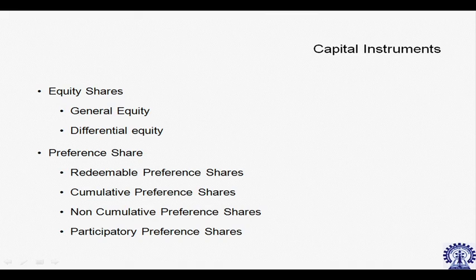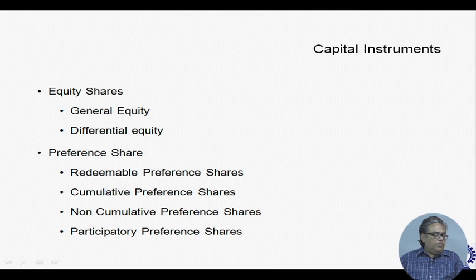So, again preference shares can be divided into four categories. It can be redeemable preference shares, cumulative preference shares, non-cumulative preference shares, and participatory preference shares. Now, when I am talking about redeemable preference shares, that means these preference shares, after some point of time, need to be redeemed.